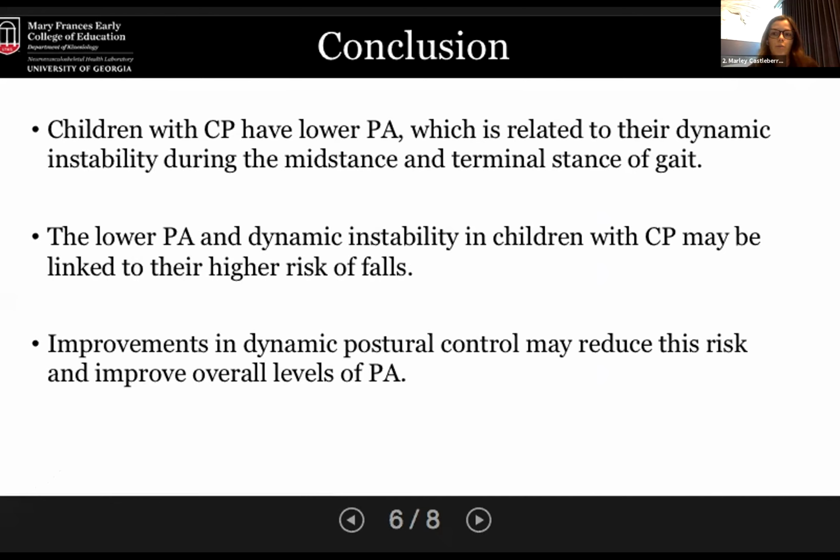Similar to previous research that reported lower physical activity counts compared to their typically developing peers, the results of this study also reported significantly lower physical activity counts in children with cerebral palsy. Previous studies have attributed this finding to deficits in balance, limitations in functional ability, and fear of falling. The results of this study further suggest that deficits in balance measured through dynamic postural control may attribute to the lower physical activity counts observed in children with cerebral palsy. Improvements in dynamic postural control may reduce this risk and improve overall levels of physical activity.